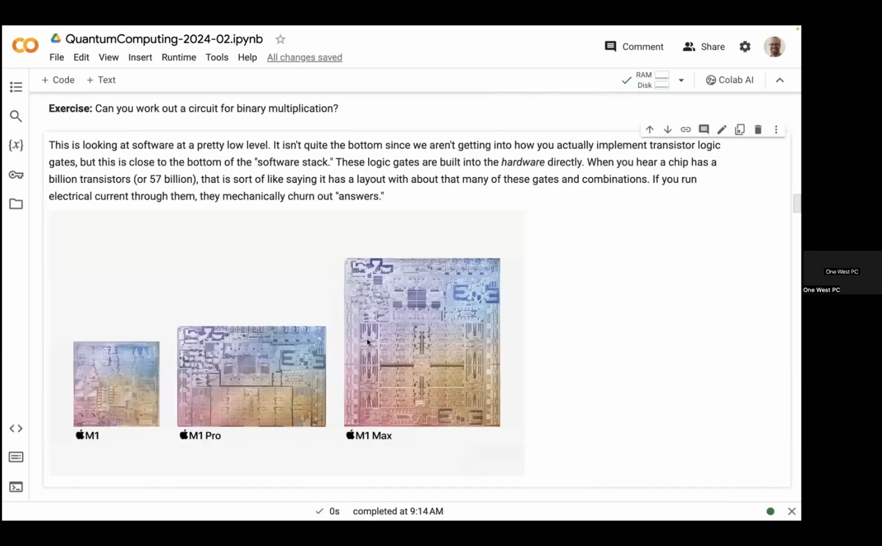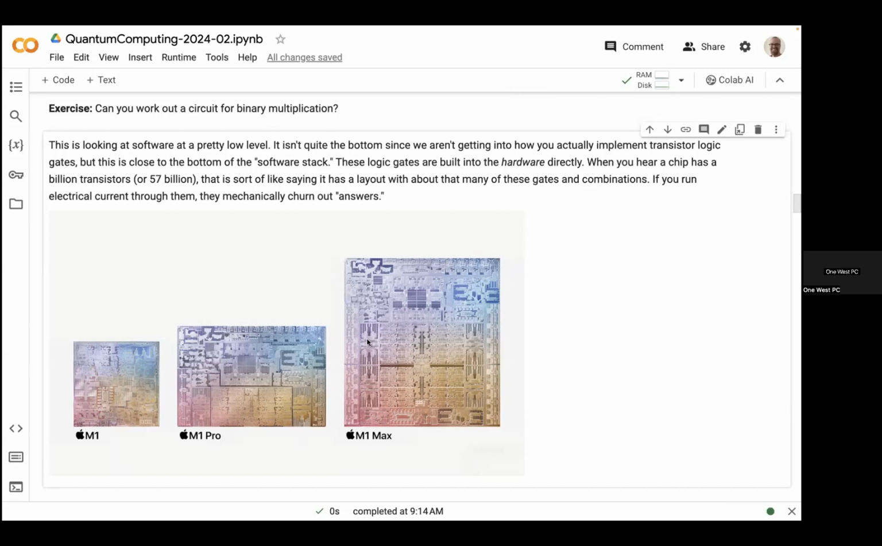Okay, so this is looking at software now at a pretty low level, right? It's not quite the bottom, because I didn't tell you how to actually implement a transistor logic gate or what a transistor even is. You can go Google transistors and read about them. But if you're willing to accept that I can lay out little transistors on some silicon microchip and then run current through them and they act in this way, then that's the level that we're starting at for computation. And some of these people have been working on implementing transistor logic gates for a very long time, right? I mean, for more than half a century.